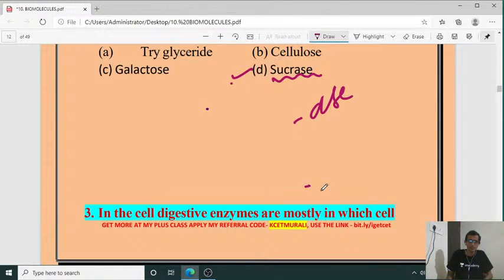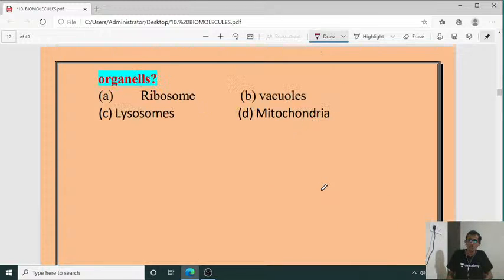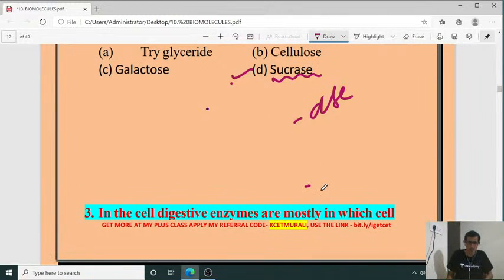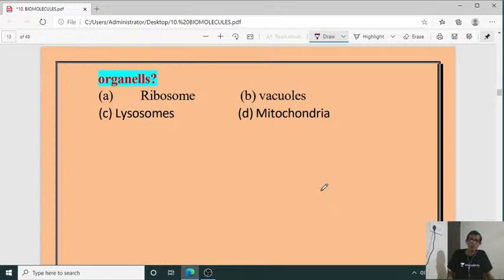Third question. In the cell, digestive enzymes are mostly in which cell organelles? So digestive enzymes are present in which cell organelle? Cell organelles are of different types. One of the cell organelles has the digestive enzymes. Which is that cell organelle? Options are ribosome, vacuoles, lysosomes, mitochondria. So what is the answer for this question?